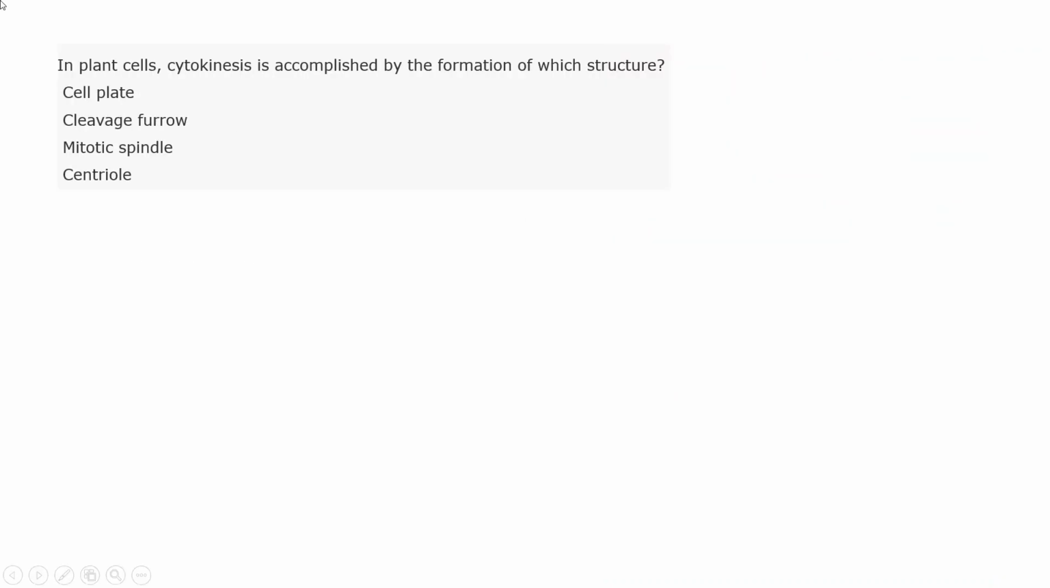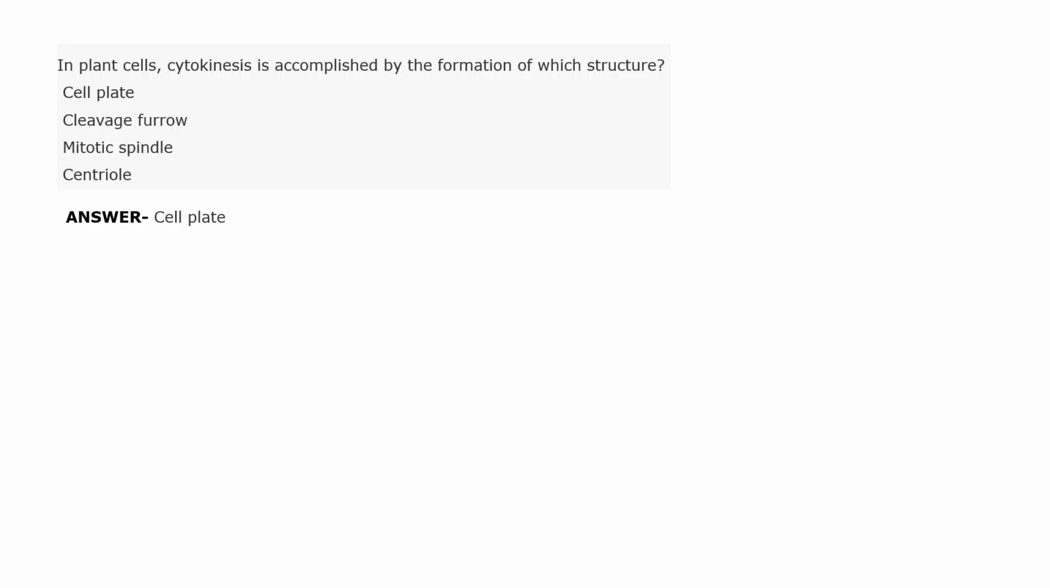Okay, so in plant cells, cytokinesis is accomplished by the formation of which structure? Cell plate, cleavage furrow, mitotic spindle, or centriole? Which may be the answer? Option A. We have discussed this right now, right? Yeah, basically you are right. Option A is the answer.